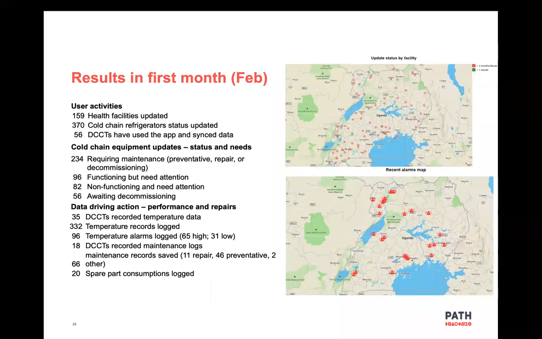Of that, within the equipment itself, 230-ish refrigerators were flagged as needing maintenance. The breakdown of that was 96 functioning for now but needing attention, 82 not functioning and needing attention, and then 56 awaiting decommissioning. So even taking that data point and getting more granular helps us understand where to prioritize efforts and what's going on there.